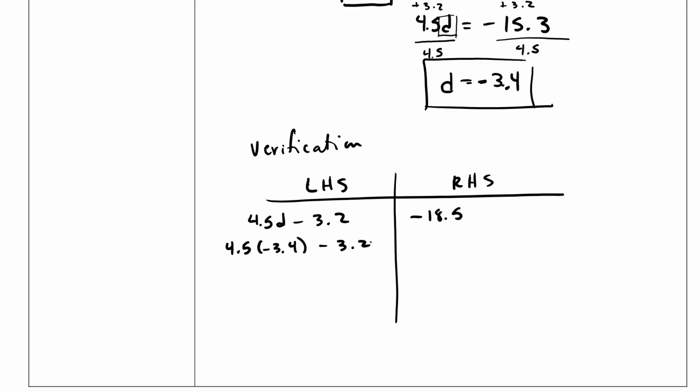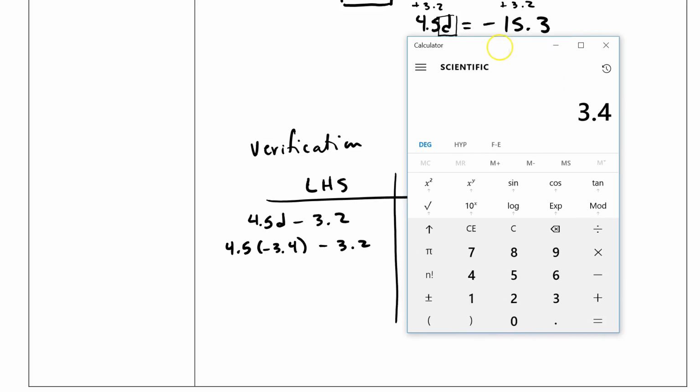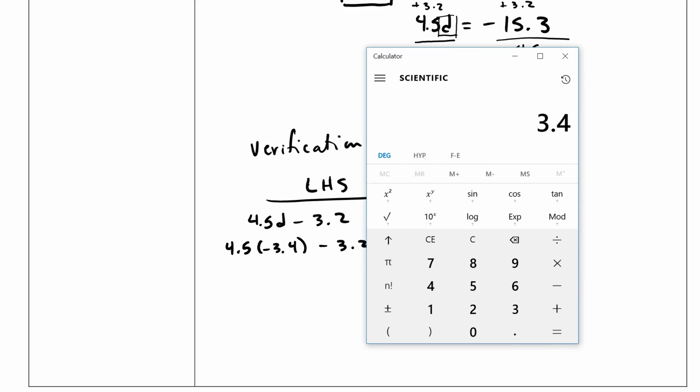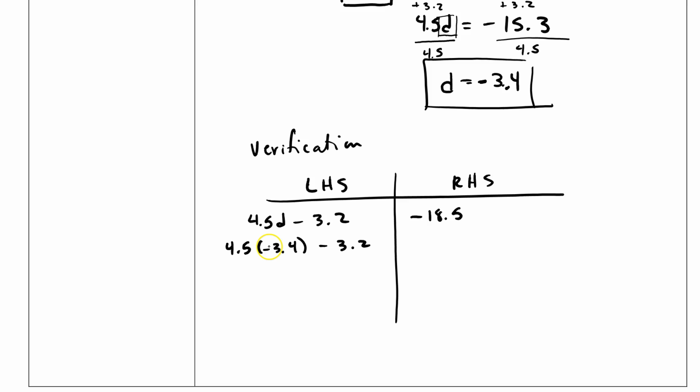Now 4.5 times 3.4 should be 15.3. 4.5 times 3.4 equals 15.3. And again, I didn't put in the negative here, but I know that a positive number times a negative number is going to be negative. So negative 15.3 minus 3.2, that's going to equal negative 18.5. Left-hand side equals right-hand side, and we're good.